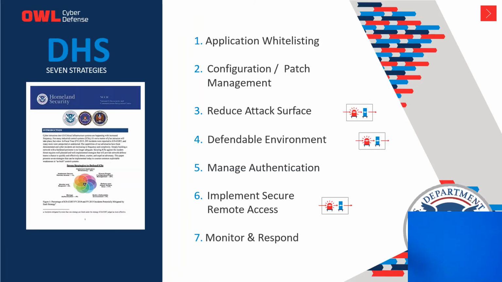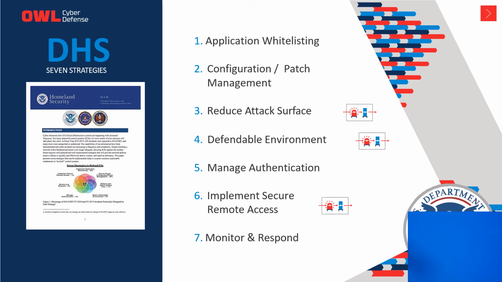Sort of how would you actually implement a data diode or that kind of thing. The Department of Homeland Security in the United States, along with the FBI and NSA, actually got together and put together this white paper talking about how to protect systems. And three of those things, you'll see number 3, reducing your attack surface, creating a defendable environment, and implementing secure remote access, all play specifically to this idea of mitigating third-party attacks and those interactions.